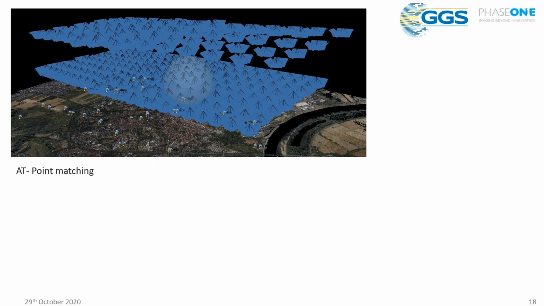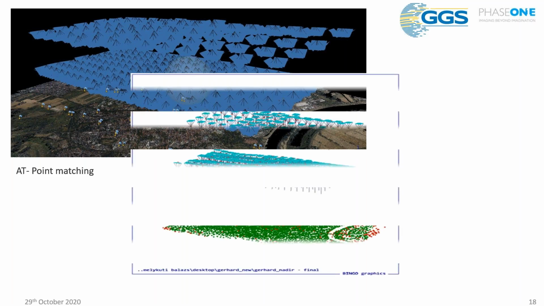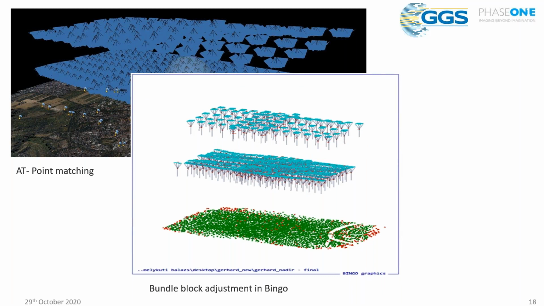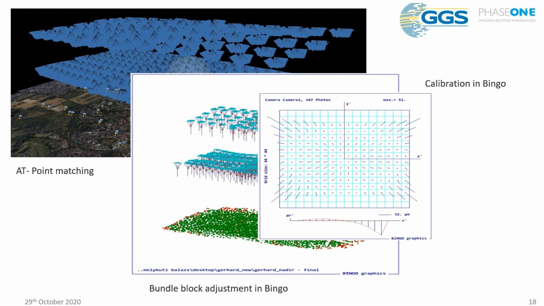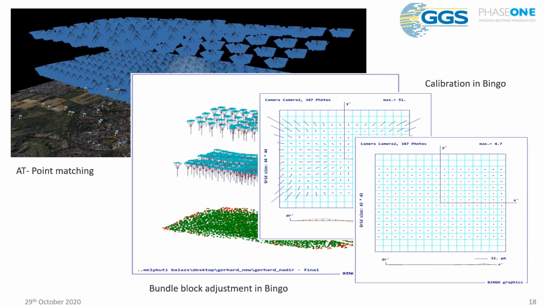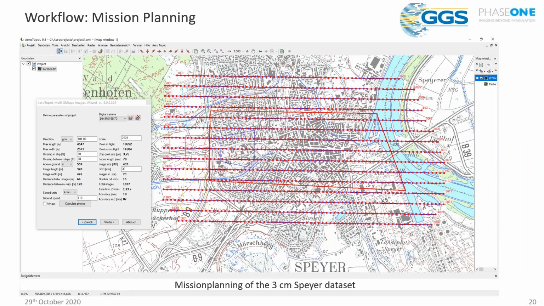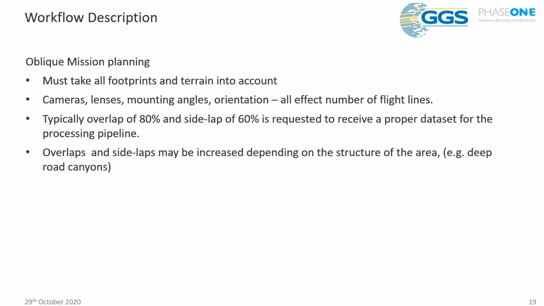That's an example of an image block where all cameras in two flight altitudes have been adjusted together. It's a point matching, and then we make the bundle block adjustment in Bingo. And then we go in two steps for the calibration. So we have the radial distortion, and after solving the parameters, you see very small remaining pixel issues in the shift parameters in the radial distortion. Well, that was a bit too fast.